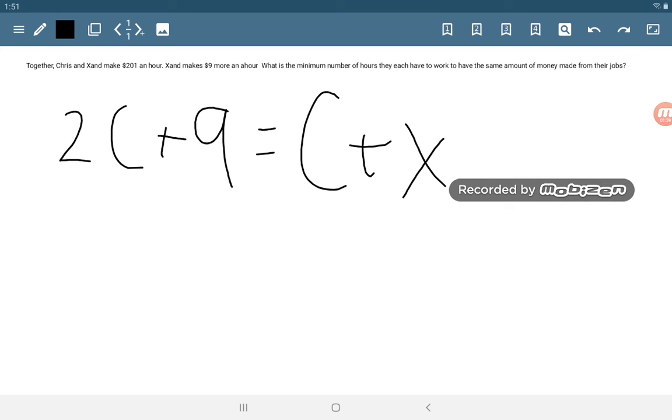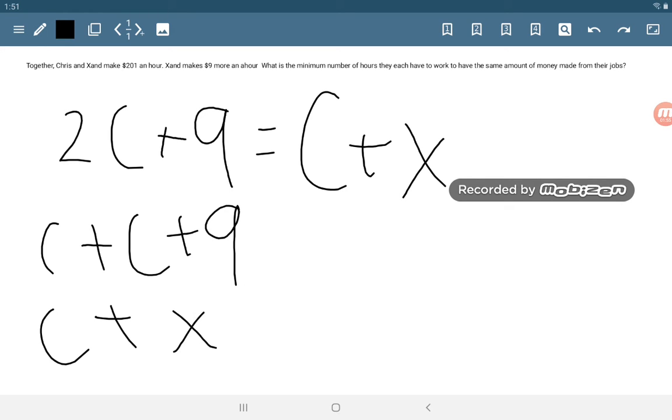And here's how I know that 2C plus 9 is C plus X. See, 2C plus 9, that's the same thing as C plus 9, which is C plus X. This shows that X is the same thing as C plus 9, which is true. Zand makes $9 more an hour than Chris does. So 2C plus 9 equals C plus X.